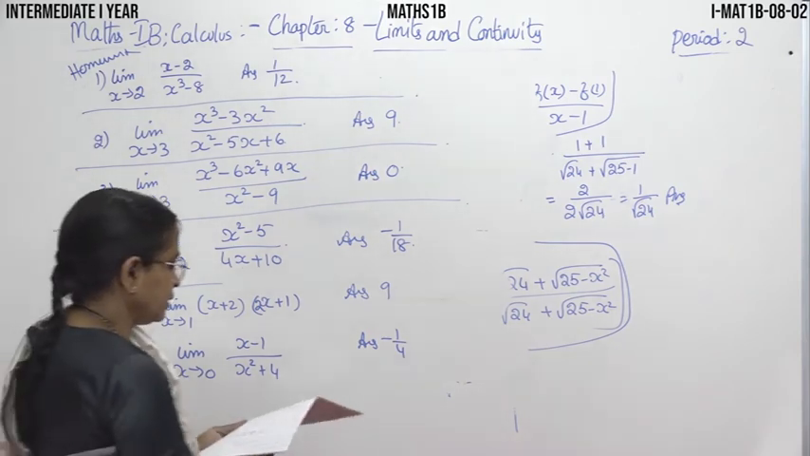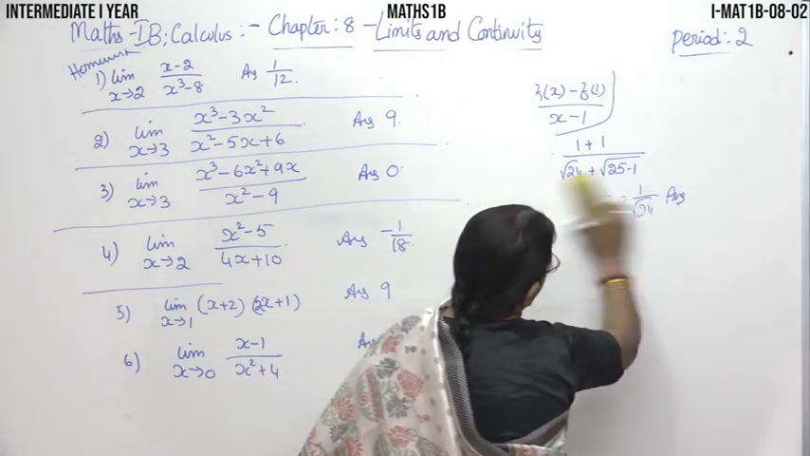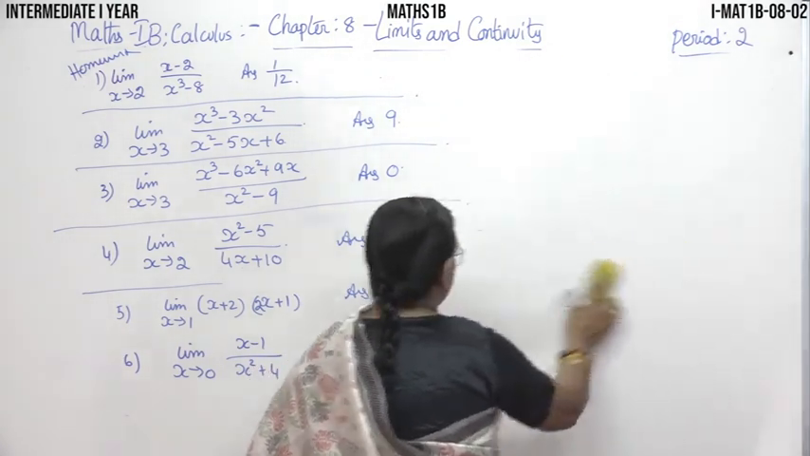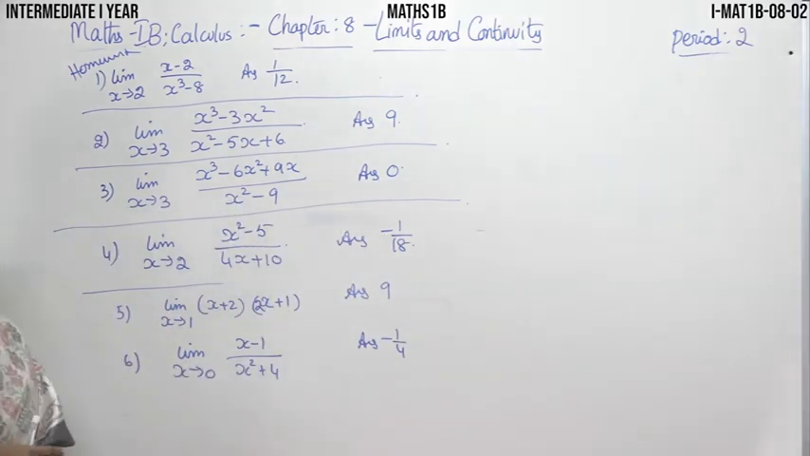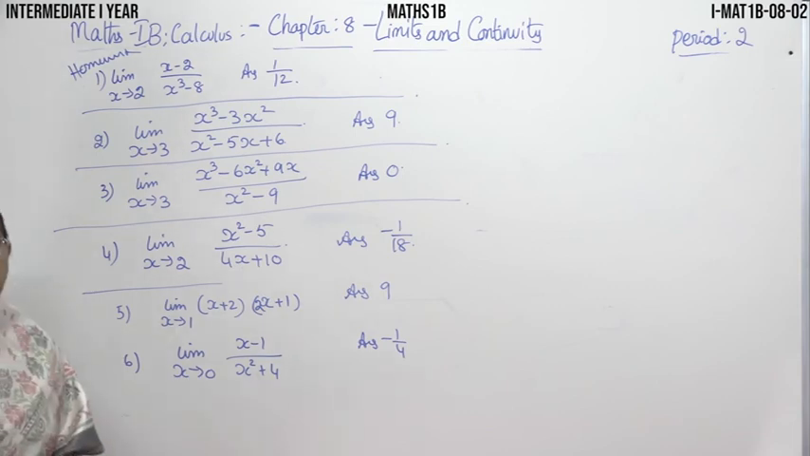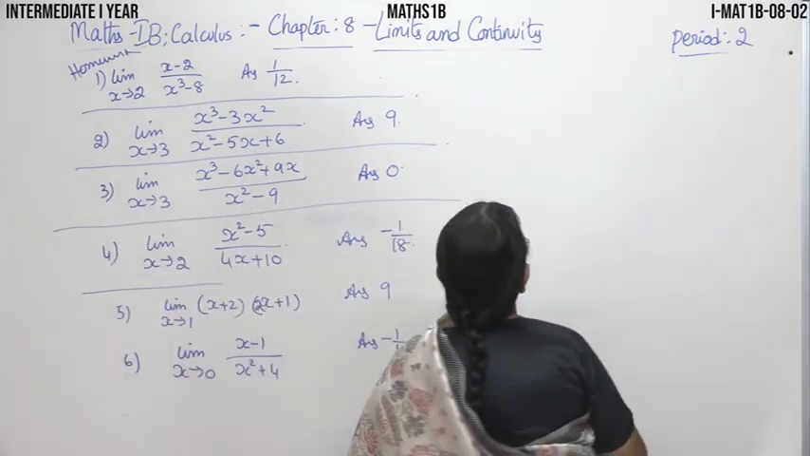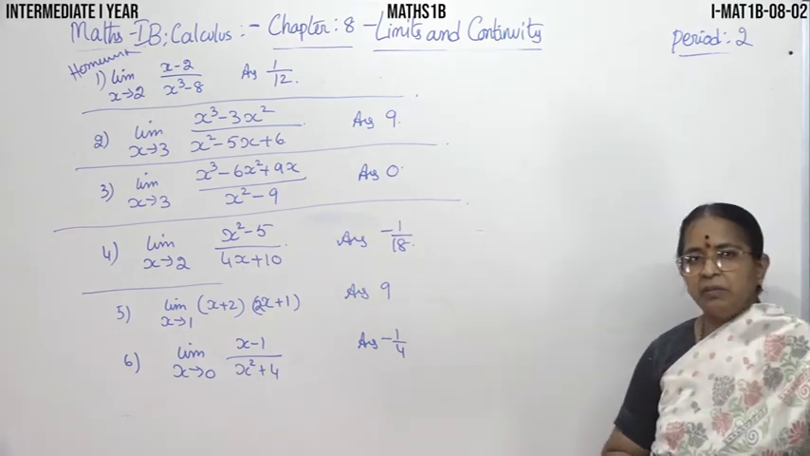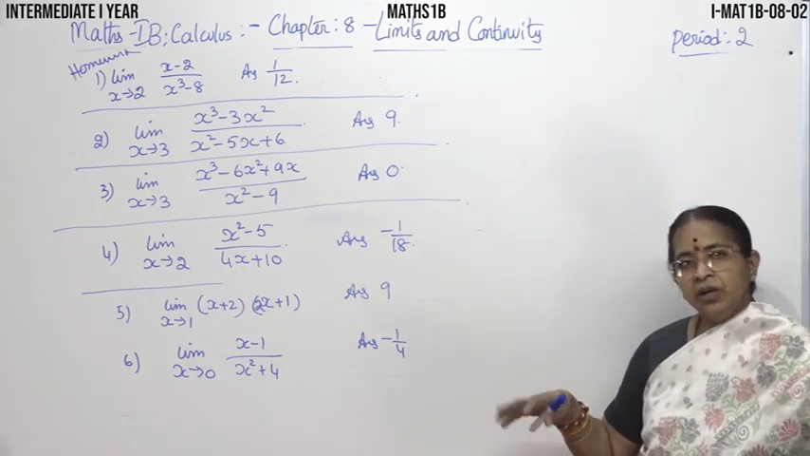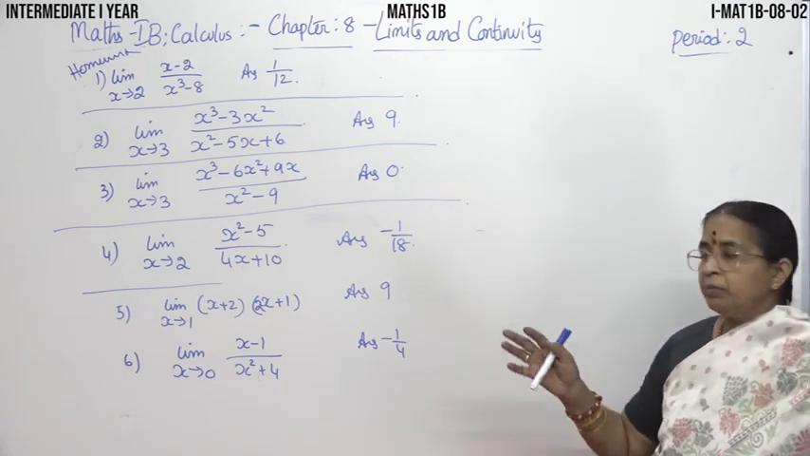Okay, now in the next period, so you have learnt two methods now. Factorization is one method and then rationalization is another method to solve when they are in the indeterminate form of 0 by 0. Now in the next period, we'll learn about the standard limits, and then how to find the limit using these standard limits. How to convert these limits into the standard form and then find the limit. So that part will be quite interesting.